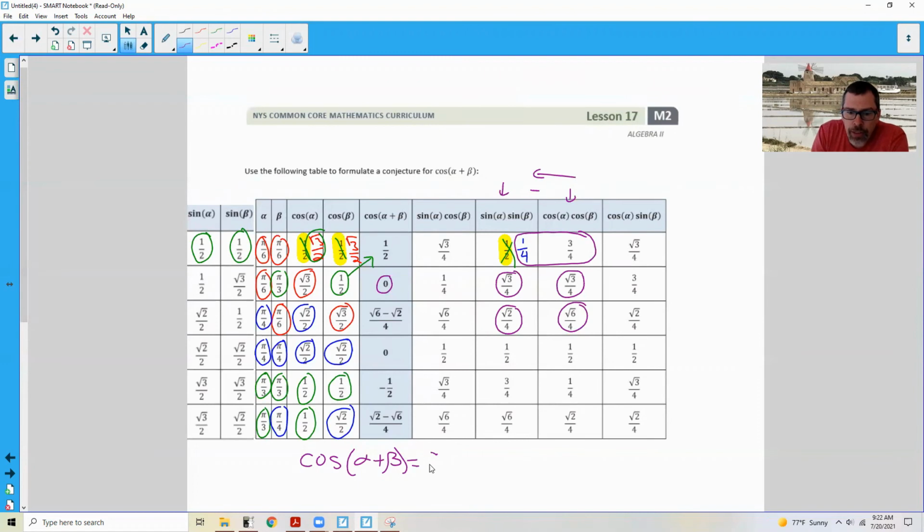So it's going to be cosine alpha times cosine beta minus sine alpha sine beta. And that is how we get this column here. We can't do it the other way around because root 6 minus root 2 is not the same as the square root of 2 minus the square root of 6. You're not going to get the same value. Okay, it's either going to be positive or negative.